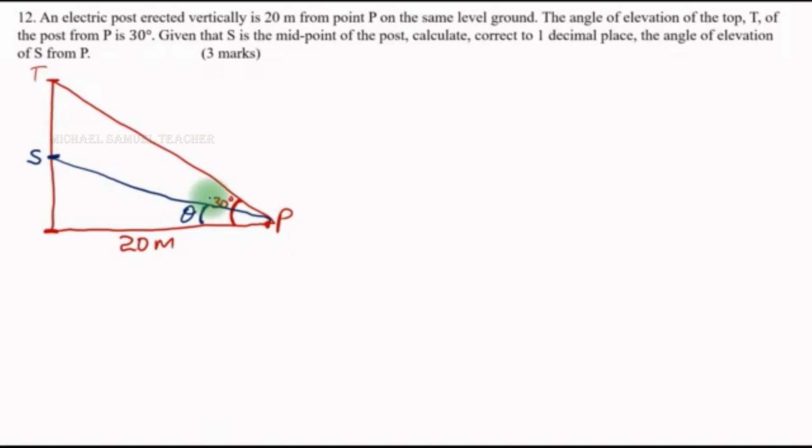Fine. So something which is also very important, let me call this the bottom of the electric post, such that if S is the midpoint, let me say that TS is X, therefore the other part will be X. The S is the midpoint, so it divides the two into equal ratio.